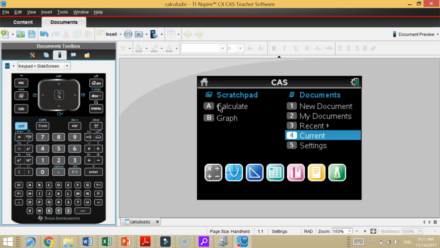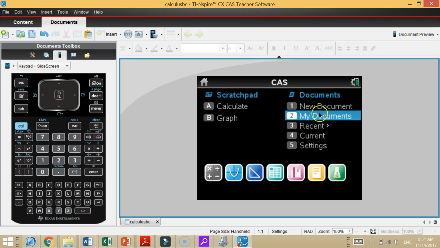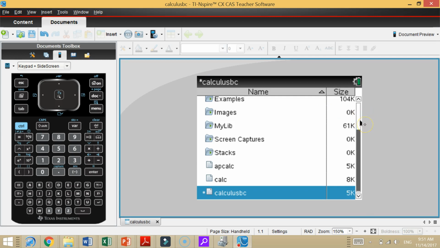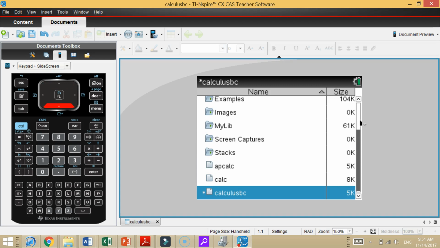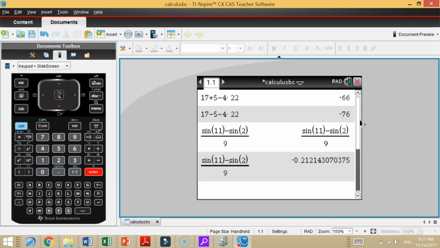I'm going to go over my calculator here. I'm going to go to my documents, and I'm going to scroll down. I'm going to go to Calculus BC, or AP Calculus, either one, whatever you made in your calculator. If you need help making that document, make sure you watch that video about setting up a calculus document. Very important for the test especially.